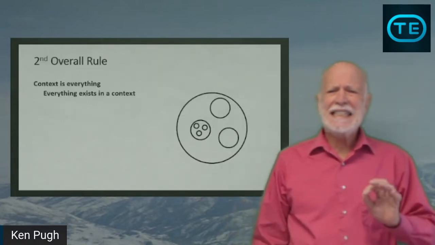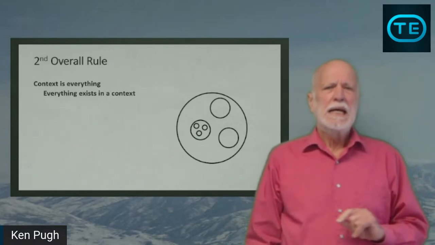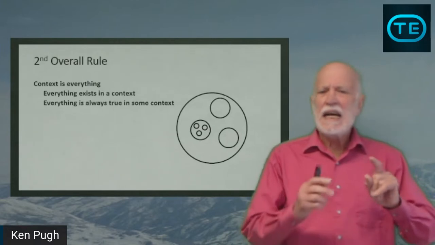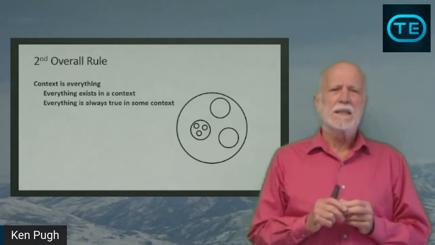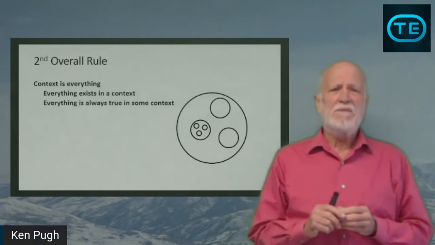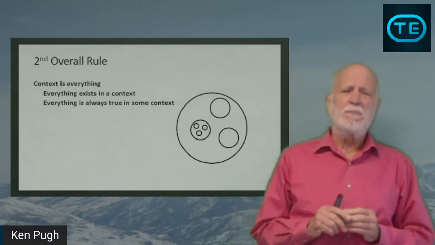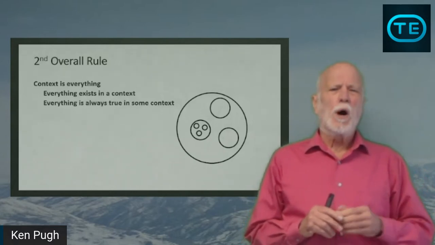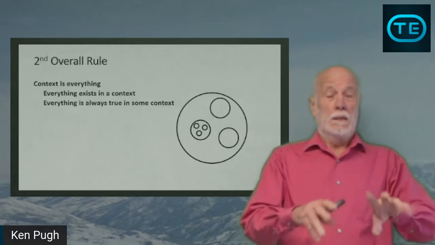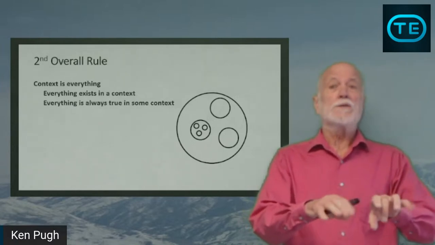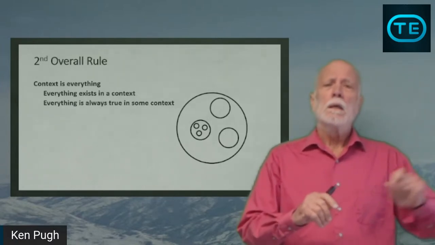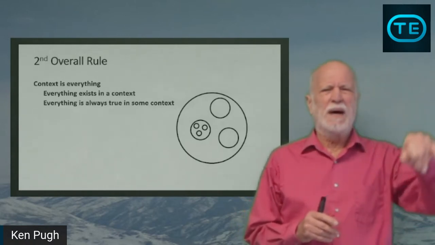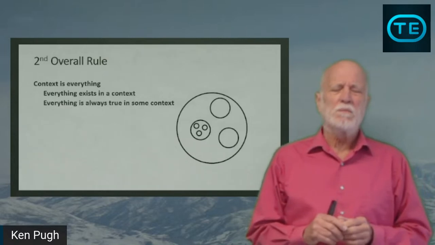Next, context is everything. Everything exists in a context, and everything is always true in some context. Take Netflix, 15,000 deployments a day. But what's the worst thing that can go wrong if something happens? The user's sitting there and the video doesn't work? Well, they click and they get reloaded onto a different server. And they go, my internet provider must be having problems.